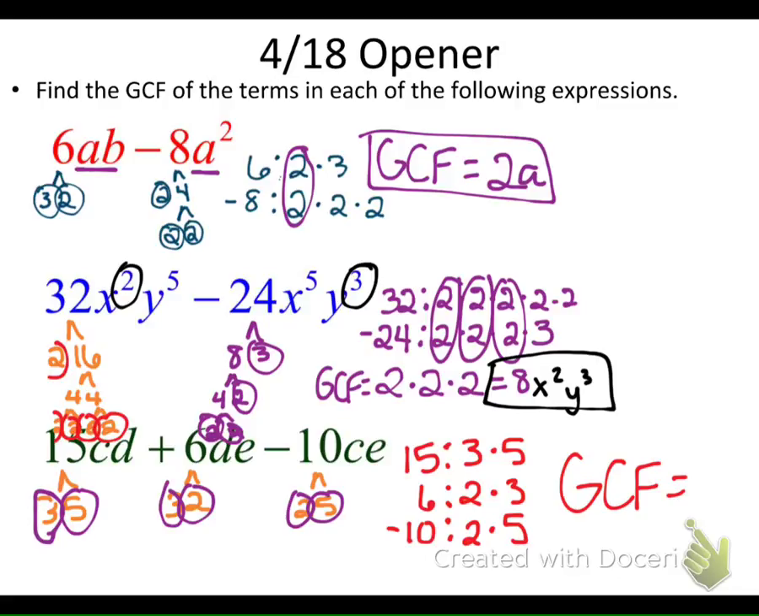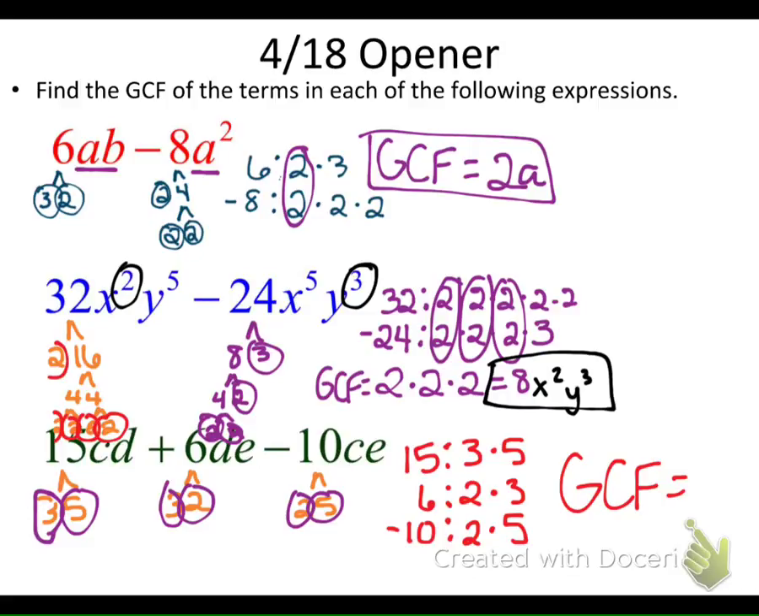But let's go ahead and double check with my variables. So I have a C. I have a D for the first one. I have a D and an E for the second one. And I have a C and an E. Now, do all 3 of the terms have a C in common? No, they don't. This one does not have a C. Do they all have a D in common? Nope. This one does not have a D. Do they all have an E in common? Nope. No.